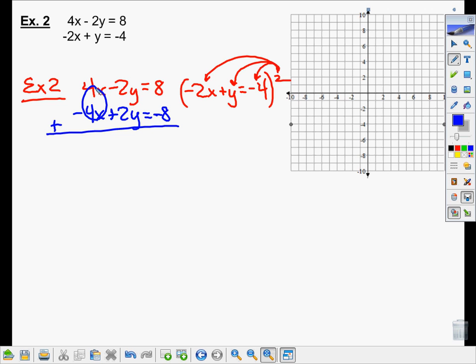We eliminated the x's. We got 0 there. Next to it, the negative 2y and the plus 2y, we got 0 again here. We've eliminated the y variables. So on the left side of our equations, we have 0. We bring down our equal sign. 8 plus negative 8, we got 0 on this side too. That turns out to be a true statement. So since that's true, this is the situation where it has infinitely many solutions.